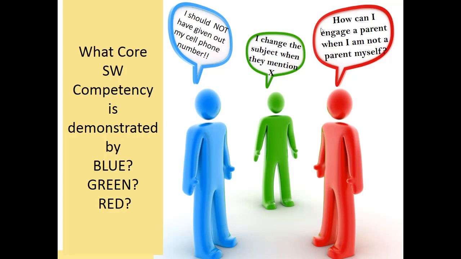Let's take a look at the blue example. "I should not have given out my cell phone number." There are two competencies that are reflected in that statement. The first is Competency 1, which refers to ethics. Blue has crossed a boundary, and crossing boundaries is an ethical problem. So in recognizing that that boundary was crossed, Blue is demonstrating competency that sharing a personal cell phone number is probably not a good idea.